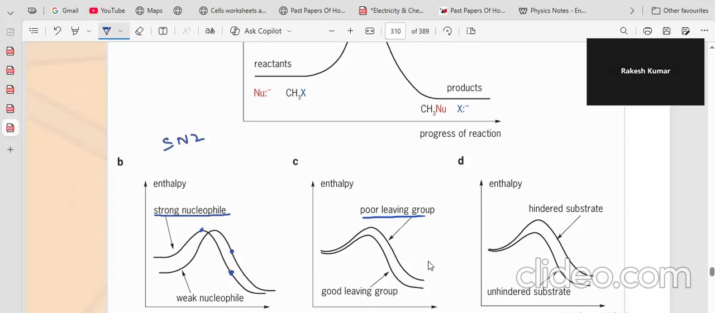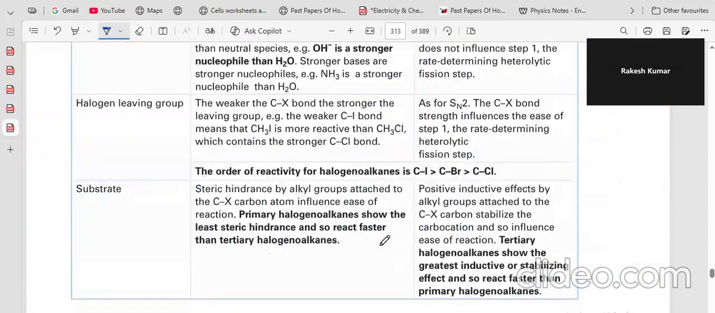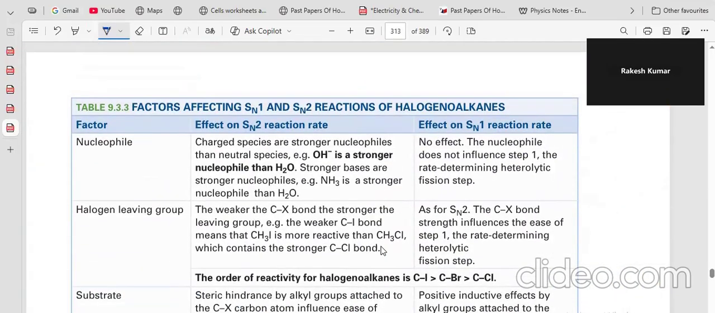Similarly, if it's a poor leaving group, then it forms a higher energy. So one, a strong nucleophile supports it; a poor leaving group supports it; and if it is hindered, it is a high energy, so unstable. Unhindered is very stable, so low energy. So it supports. So there are three things, the effects of which are better for SN2 or SN1.